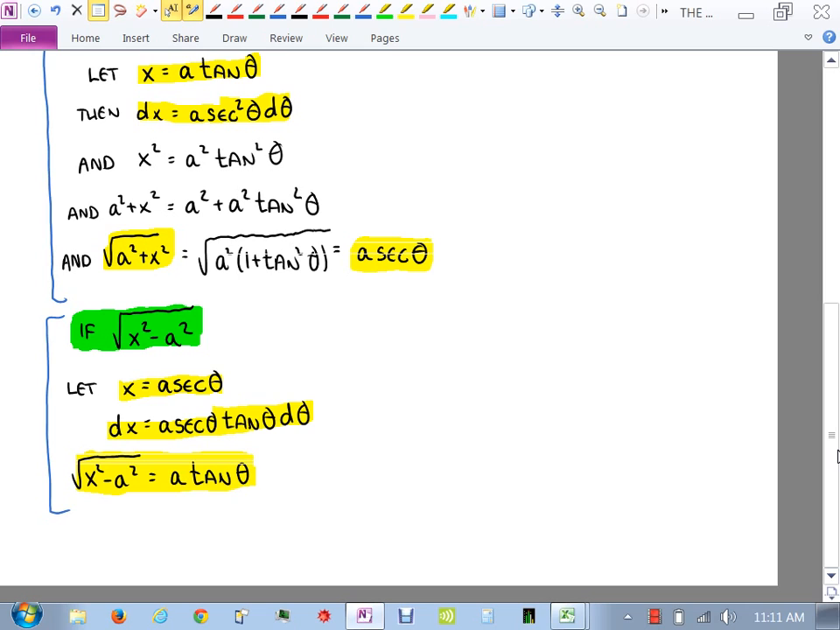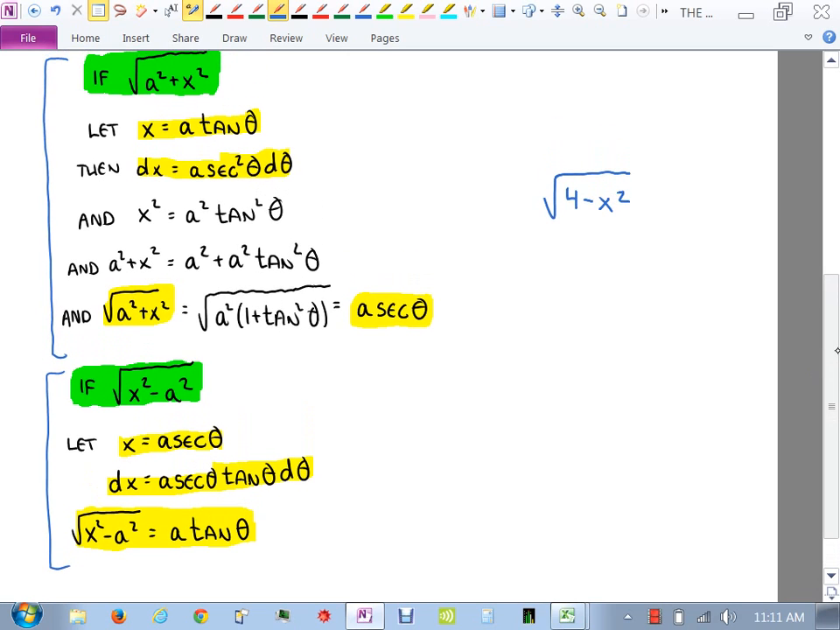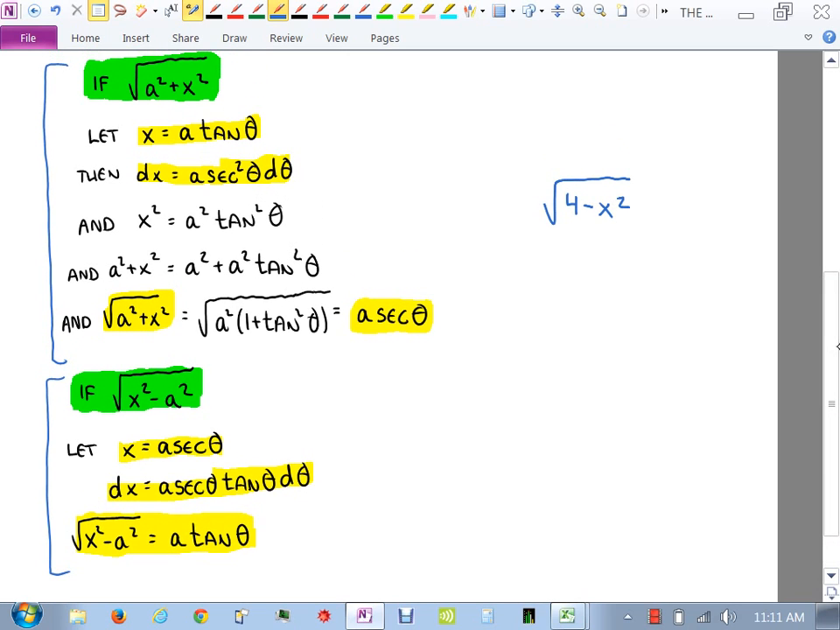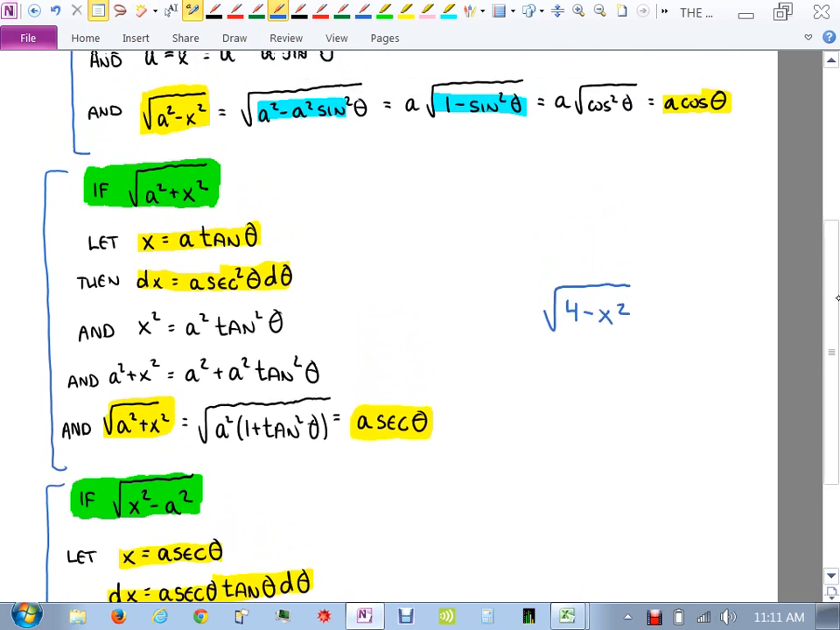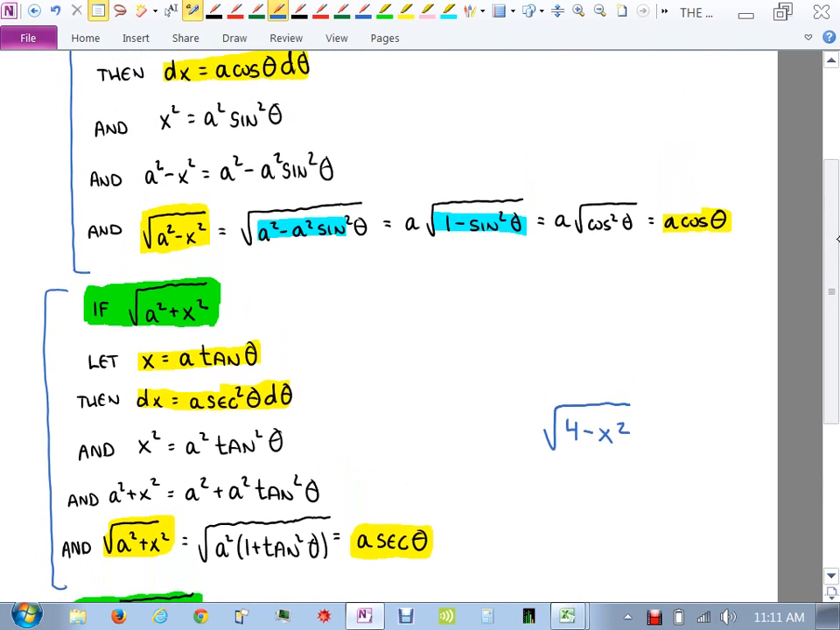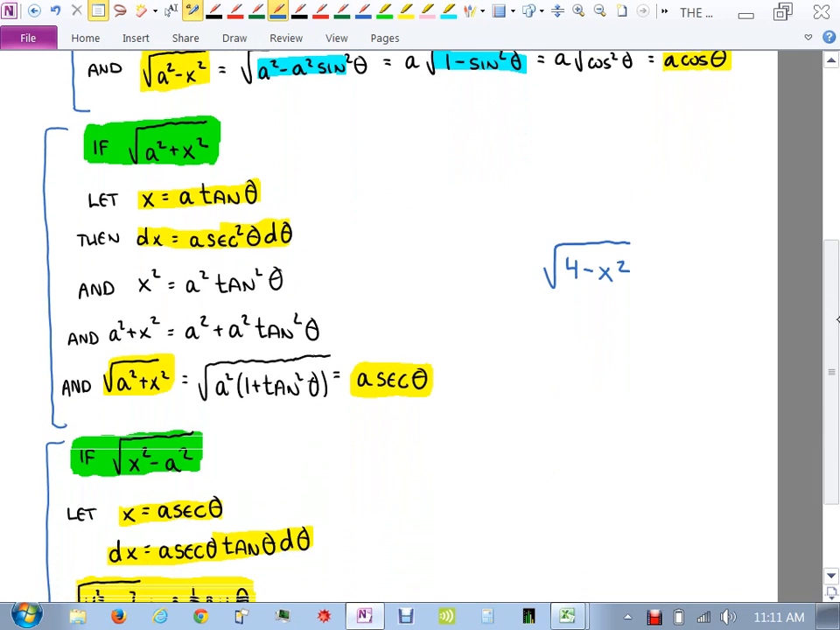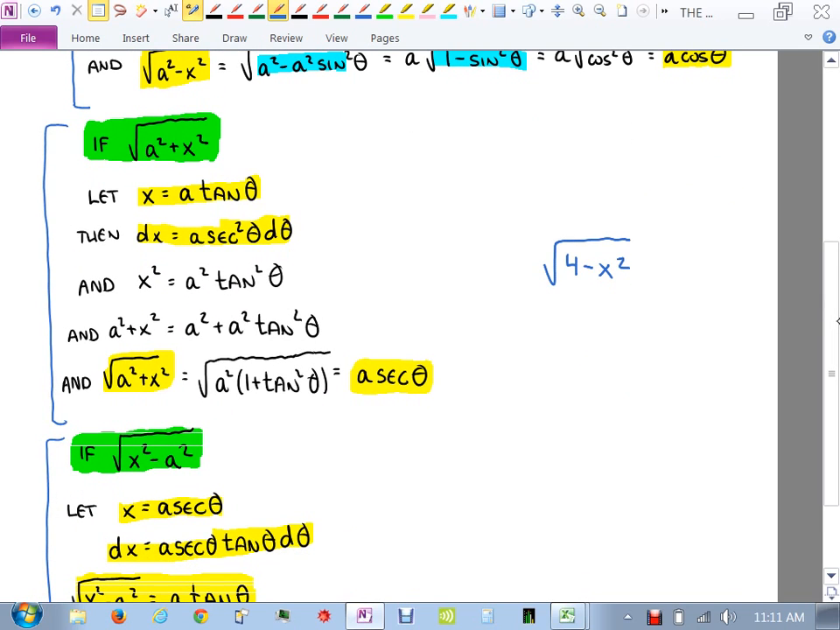One question that might pop up is, which form is this? What would my substitution be on that one? The first one, because I have my constant minus my variable. So what would a be in that problem? 2. Are y'all okay with that?